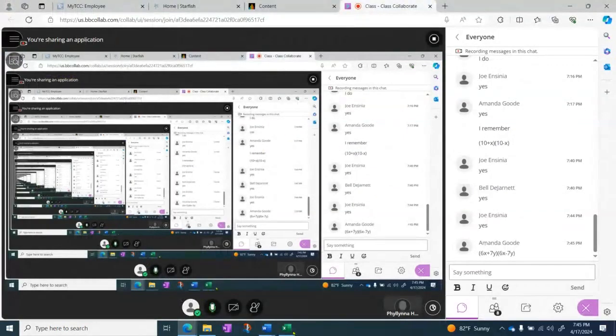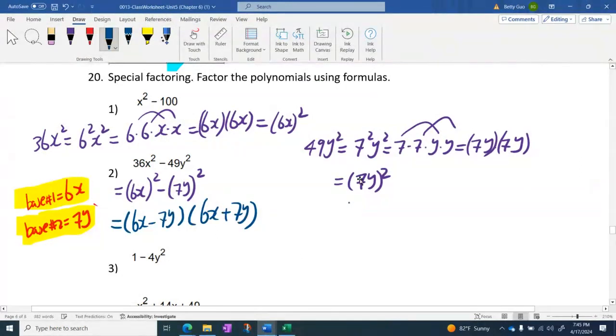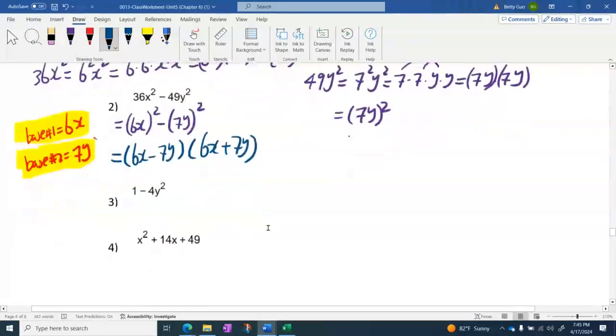Very good, very good. Thank you, Amanda. Perfect. So the answer is going to be 6x, first base minus second base, times first base plus second base, right? Do you see that? The base would be different for each question, but the pattern is the same. If we have a difference of 2 squares, identify the first base and the second base, and the result is always equal to base 1 minus base 2 multiplied by base 1 plus base 2.